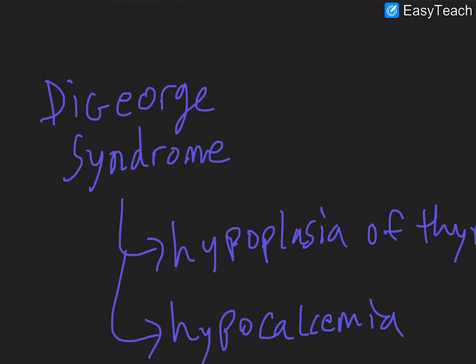What heart defects do we see? Well, truncus arteriosus, which we talked about right now. Plus, you can see things like tetralogy of Fallot, for example. Okay, and so that's basically it.